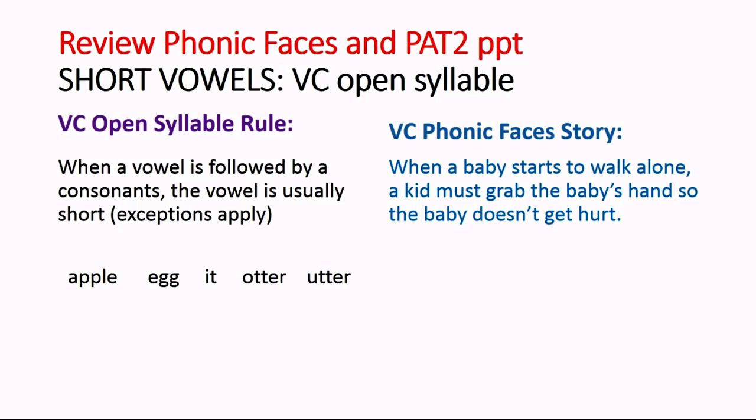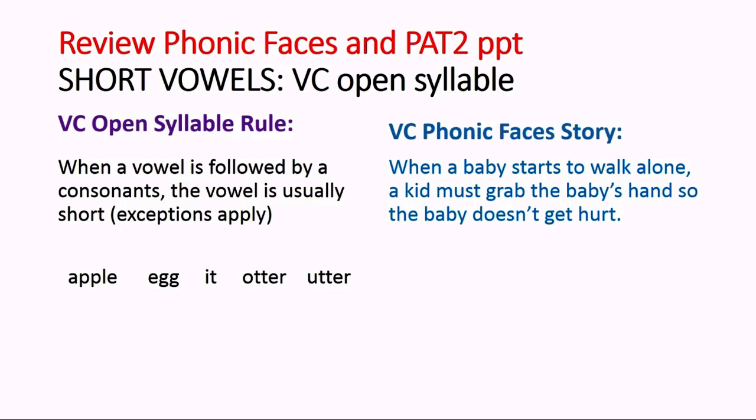VC open syllable rule. When a vowel is followed by a consonant, the vowel is usually short. The little rule for that: when a baby starts to walk alone, the kid must grab the baby's hand. The babies are the short vowels, the kids are the consonants. So when a baby starts to walk alone, the kid must grab the baby's hand so the baby doesn't get hurt, but the baby gets to stay.